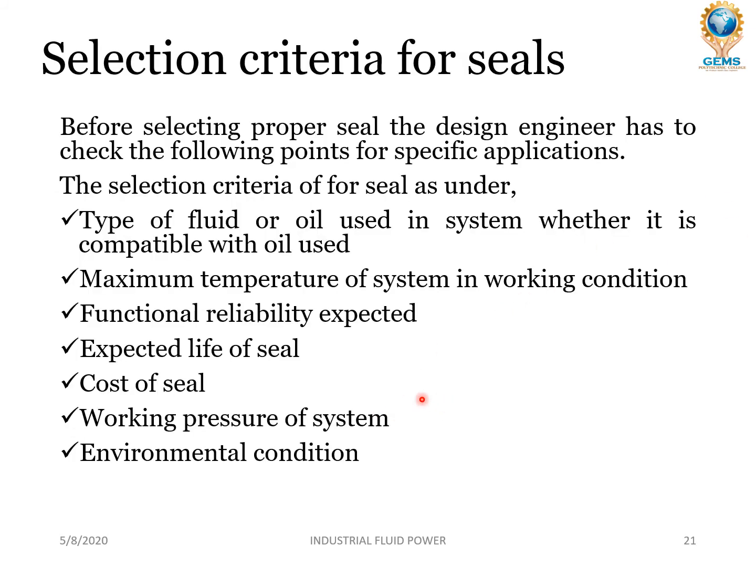Now let's check what the selection criteria for seals are. Before selecting a proper seal, the design engineer has to check the following points for specific applications. The selection criteria for seals are as follows: type of fluid or oil used in the system and whether it is compatible with the oil used, maximum temperature of the system in working condition, functional reliability expected, expected life of the seal, cost of the seal, working pressure of the system, and environmental condition.